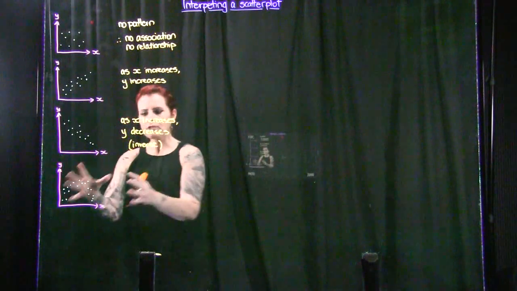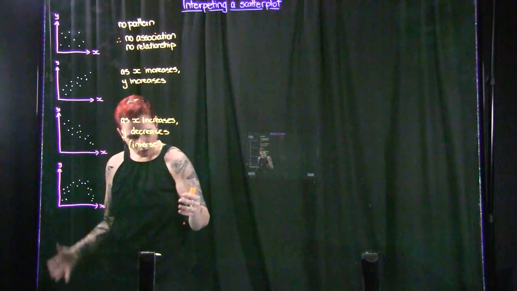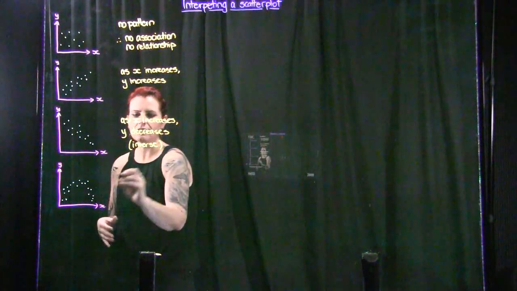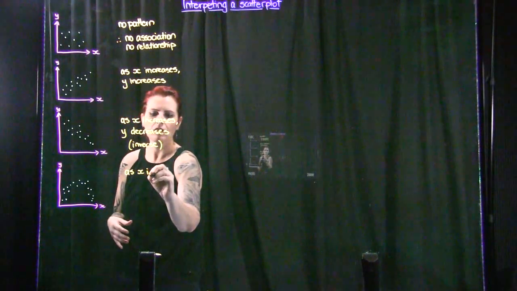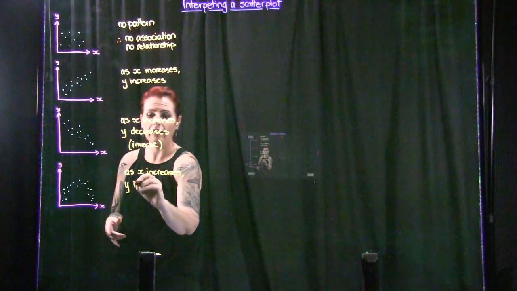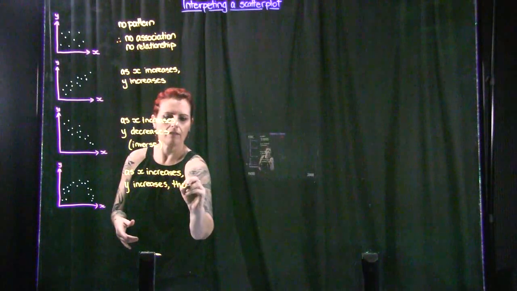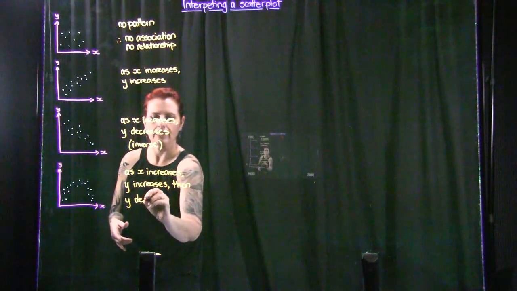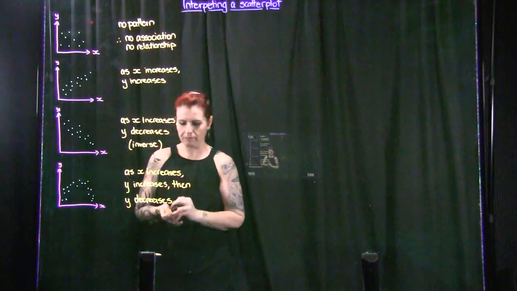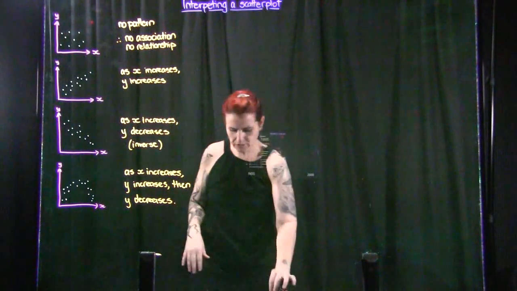This last one, there's also a clear pattern. It's a non-linear kind of pattern, but we do actually have one. So as x increases, so as we go along that x-axis, y increases, then y decreases. So it only increases to a point, and then y will decrease. But we can see those clear patterns, and in this first one, no pattern, no association.